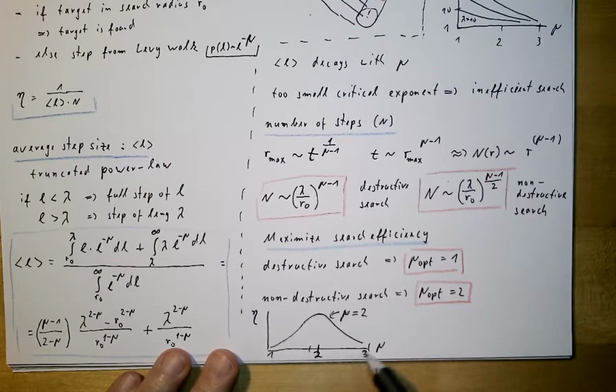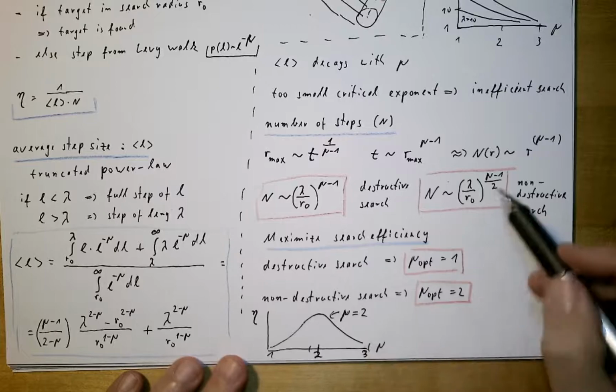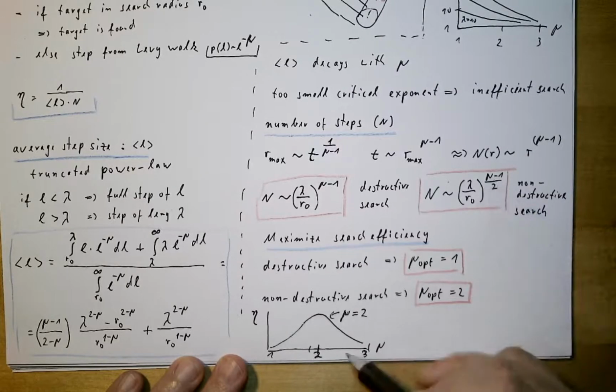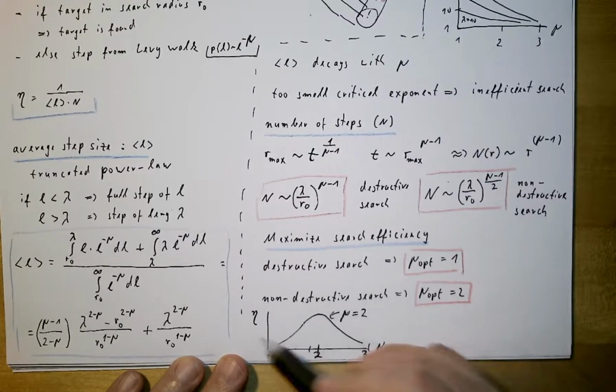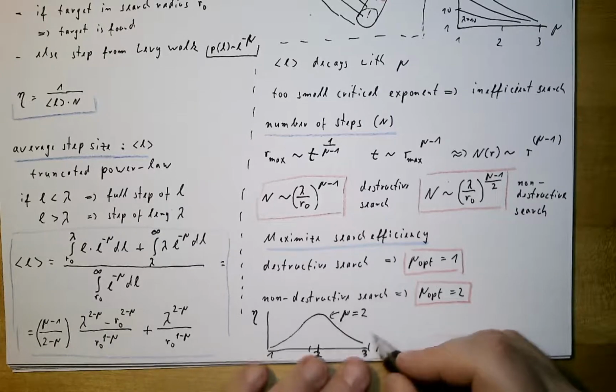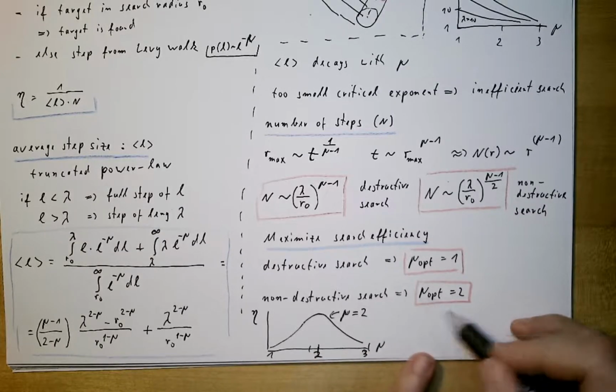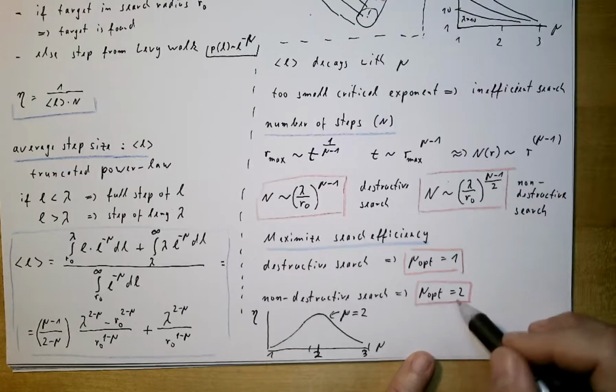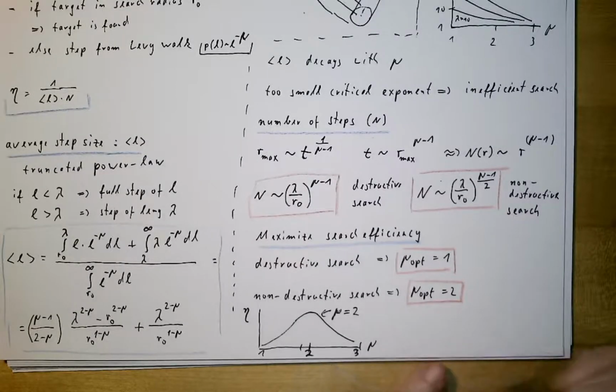And for very large mu, so when mu goes in the order of 3, we approach kind of diffusive behavior. You know, when the power law in the Levy flight has mu equals 3, we have diffusion. And then we just have too many steps, because then the step lengths also depend on mu. Here we have too many steps, and here we have too long steps. And then the optimal mu is given in the medium of the range.